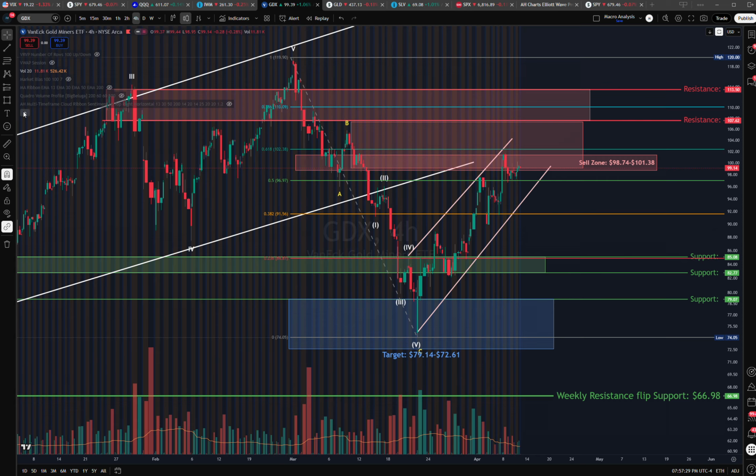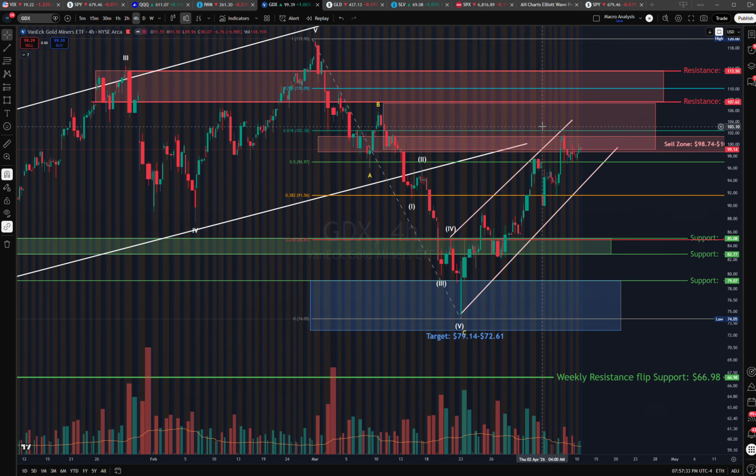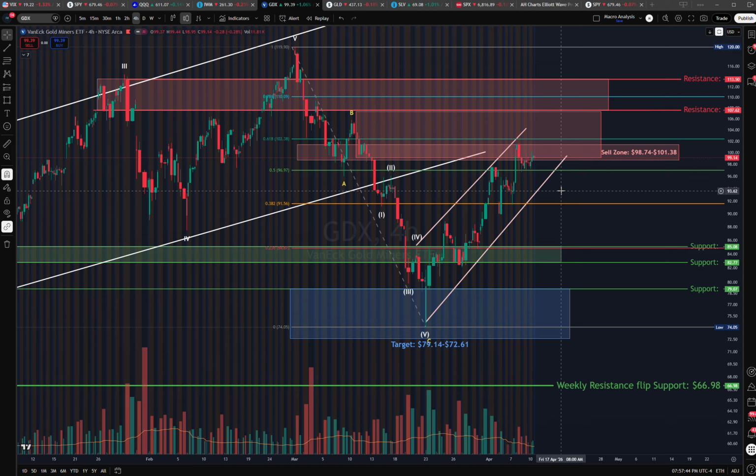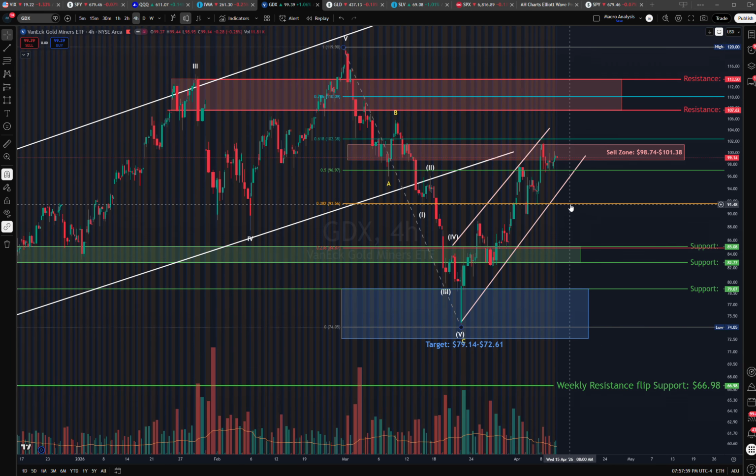GDX could experience some selling within this area and come back down to retest $82 or 85 to 82. So pretty much a decent setup in a way. Wave 1, 2, 3, 4, 5. You can see a 5-wave move to the upside already, or you could get one more and then the break. But it's heading into a nice setup for some retracements, so take a look at GDX.